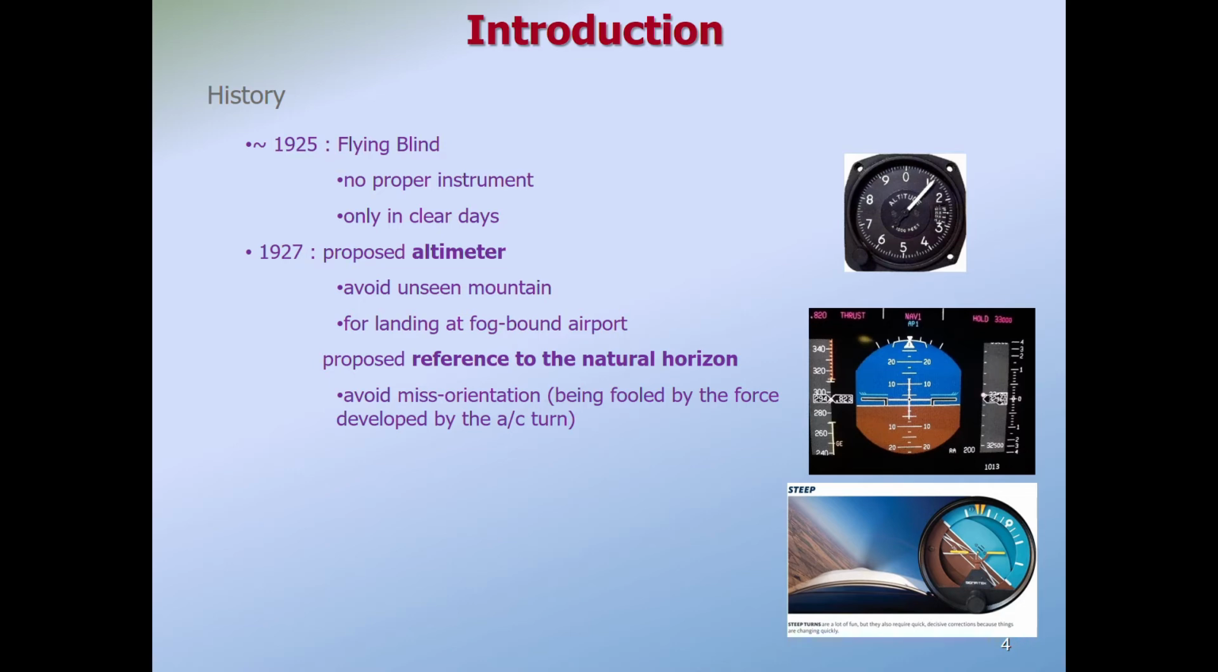And then they propose reference to the natural horizon. Okay, so the proposed altimeter also avoids misorientation, in which the pilot is fooled by the force developed by the aircraft turn.